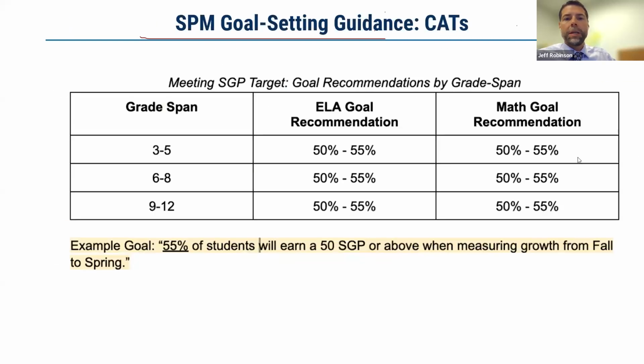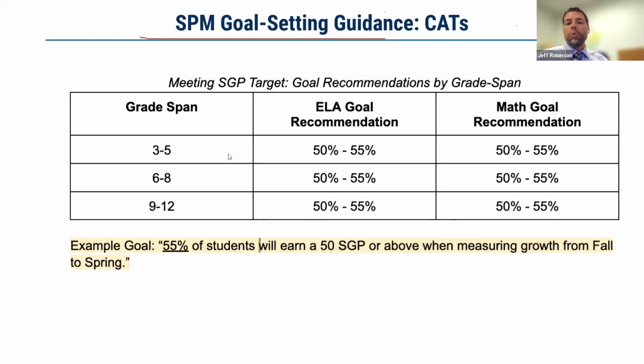Let's look at the SGP. Here's the ELA recommendations. The math recommendations are the same, the 50 to 55%. The idea here is you would pick a number. You don't need to know what their fall performance would be. At this point, you're just going to say, if I pick the upper range, 55% of students will earn a 50 SGP or above when measuring growth from the fall to the spring.